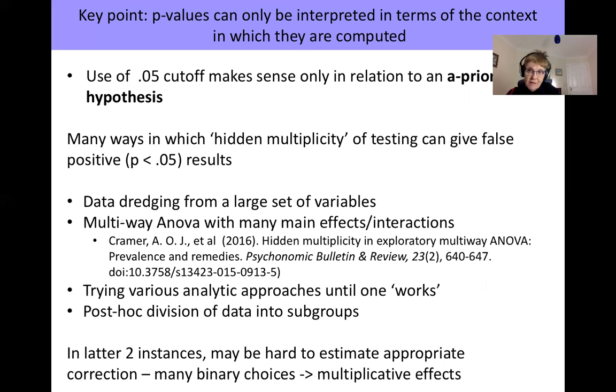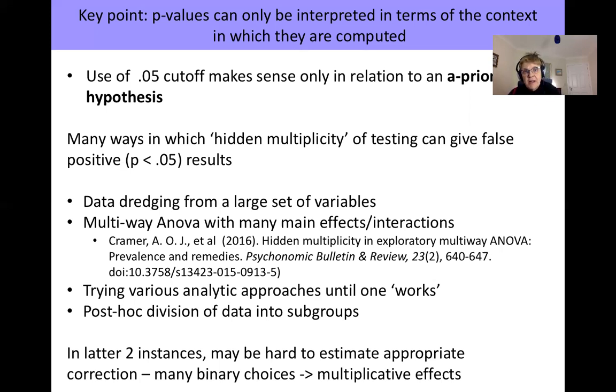I've shown you some ways in which you can get false positives, but there are a lot of others. This so-called hidden multiplicity of testing gives false results, and often people are almost unaware that they're doing it. There's data dredging from a large set of variables, which we've explored. But there's also multi-way ANOVA, where you're looking at a lot of main effects and interactions, or some people use regression approaches this way, multi-level modeling, anything where you're looking at a lot of main effects and interactions between them. You should be correcting for the number of main effects and interactions that you're considering if you're just exploring them and you haven't got a priori hypotheses that you're testing.